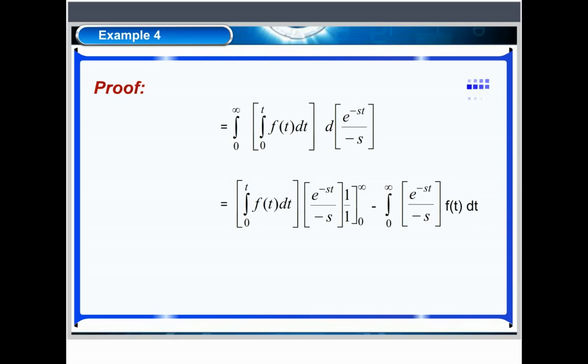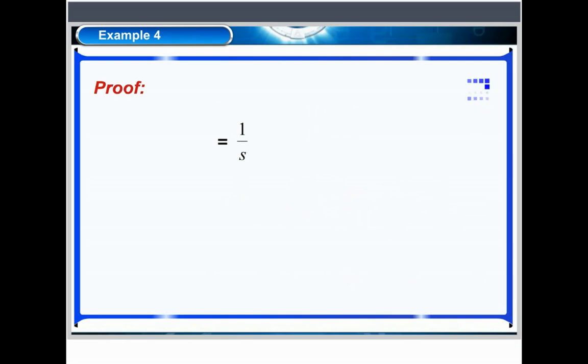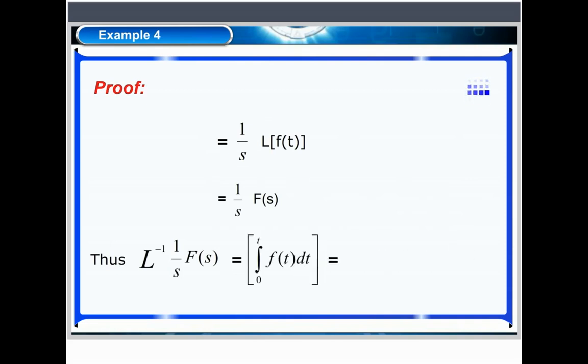Here we use the formula uv minus integral v du, equal to 0 minus 0 plus 1 by s into integral 0 to infinity e^(-st) f(t) dt, equal to 1 by s into L of f(t), equal to 1 by s into capital F of s. Thus, L inverse of 1 by s into capital F of s equals integral 0 to t f(t) dt, equal to integral 0 to t L inverse of capital F of s dt.